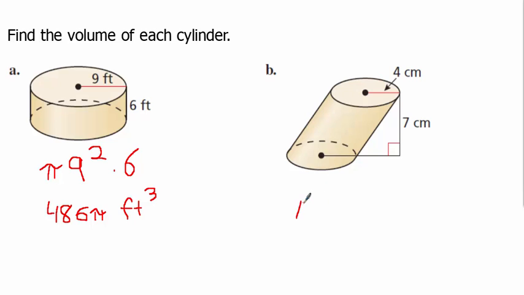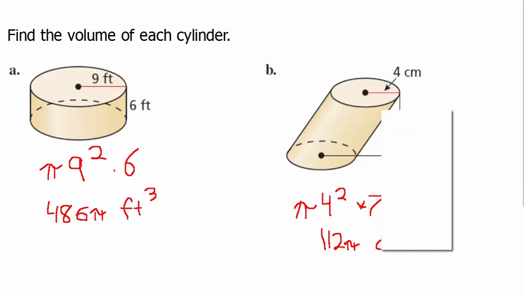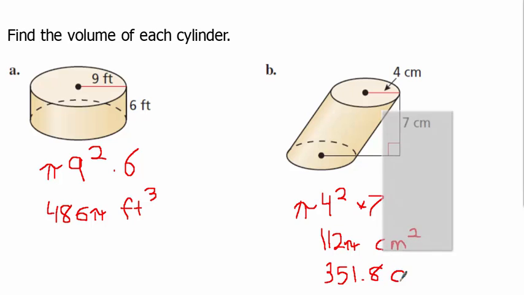Area of the circle, pi times 4 squared times the height, even if it's oblique, and that is going to be 112 pi centimeters cubed. And if I want to number crunch that, 351.8 centimeters cubed.